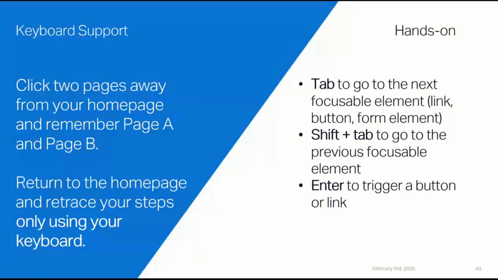So on your own site, from the home page, click a link to page A, either through a link in your main navigation or on the page. And then from the second page, click another link to your page B. So then use the browser back button to get back to your home page, and then try it again, only using your keyboard. So as a reminder, use the tab key to go to the next focusable element, shift and tab to go back to the previous focusable element, and enter to trigger a button or a link. We'll give you some time to try this out.